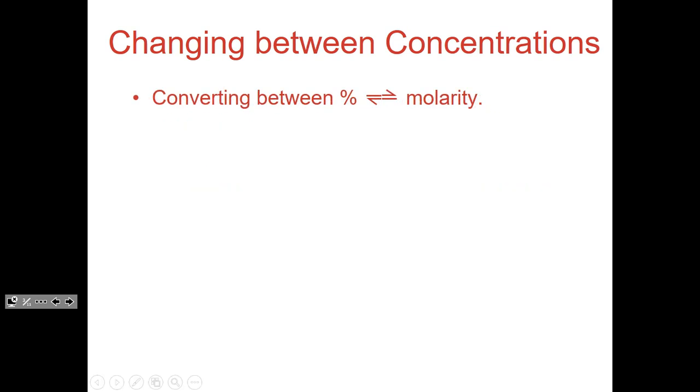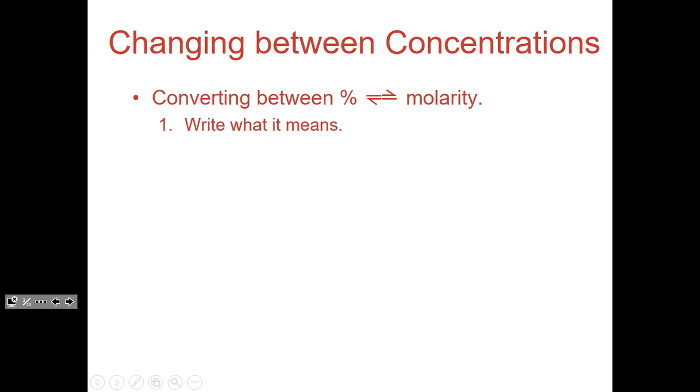Now, the one that's a little bit trickier, it's not hard, it's just a little bit more involved. You have to understand one more thing, basically: how to convert back and forth between percents and molarities. Because remember, if we get to percent, we can get to any of them. But how do we convert back and forth between these two types of units?